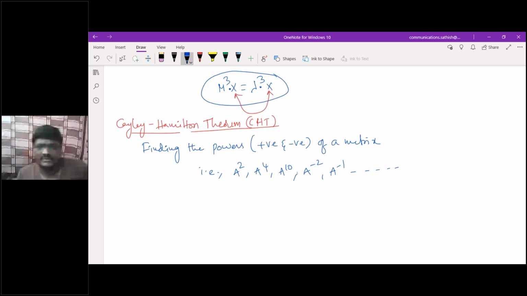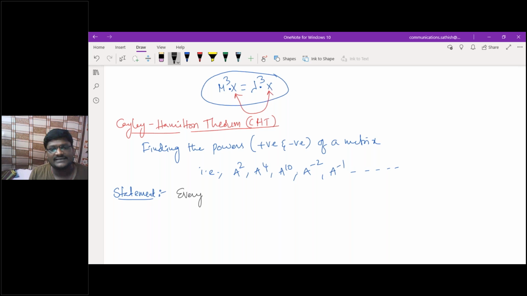Clear? Then what is the statement? I hope you have already seen it in your academics. It is a very important question, maybe a 10 marks question. They will ask you to state the Cayley-Hamilton theorem and solve the below problem by using it. So can you tell me the statement of the Cayley-Hamilton theorem?